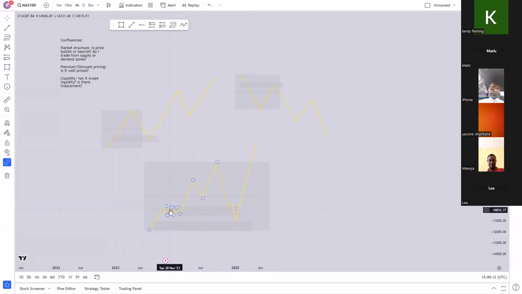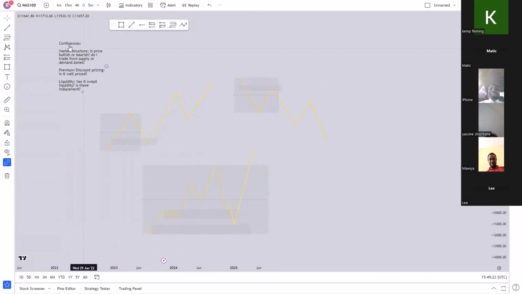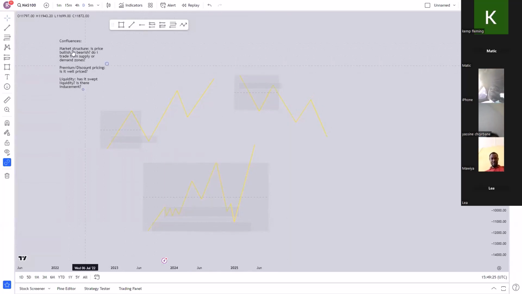So that's inducement and that's liquidity basically in a nutshell, well, not really in a nutshell. It's just two examples of liquidity. So yeah, confluences. We'll just go through them slowly one by one for the new people that have joined. Market structure. Is price bullish or bearish? We're bullish in this sense.